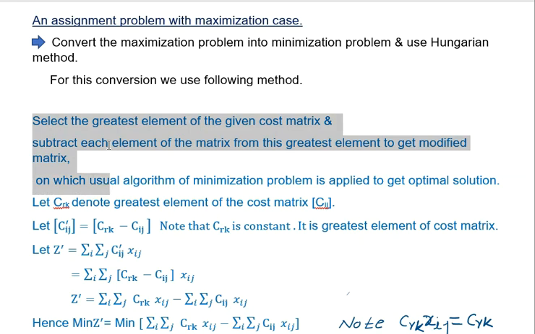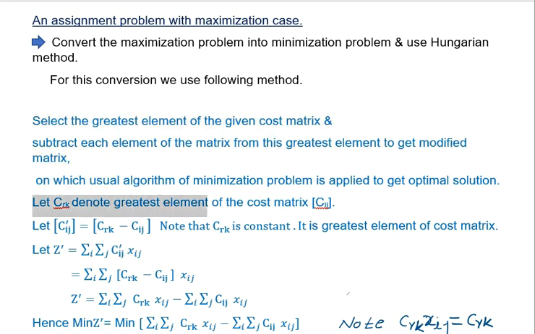On this modified matrix, the usual algorithm of minimization problem is applied to get the optimal solution. Now let C suffix RK denote the greatest element of the cost matrix. CRK, C suffix RK.